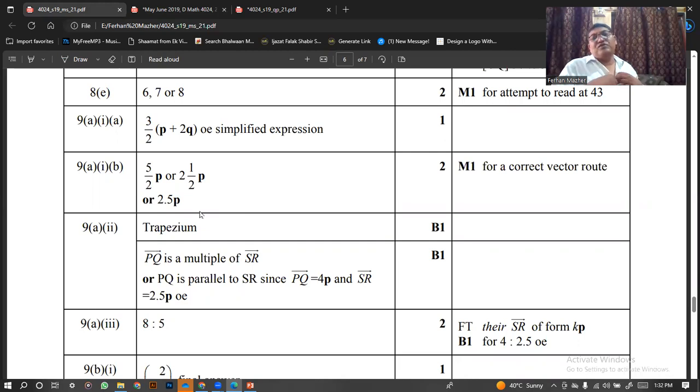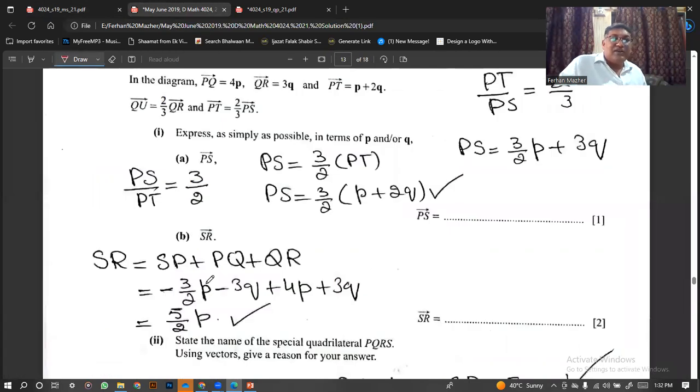And I hope you understand that subtraction. I hope you can do it yourself. We have not shown it here. This minus 3 by 2 plus 4. Its answer is 5 by 2. And because they have P with them, that's why the P is written here. So the SR, the answer is right.